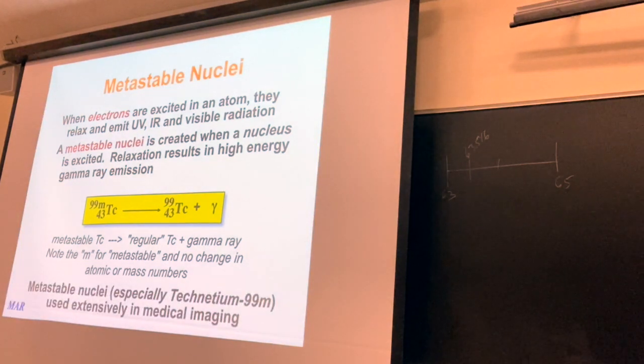These are really helpful in medical imaging. They want to probe your body for some kind of thing. A lot of times these metastable states will be sent in, and as the gamma ray is released, they can detect it in a detector. It's pretty cool. So, punchline, if you see something with an M, it's just going to break down to the normal version plus a gamma ray.